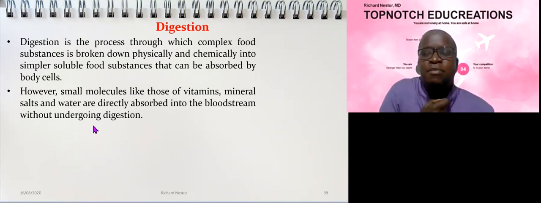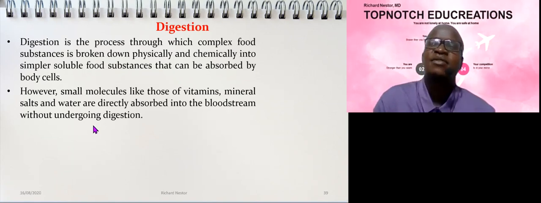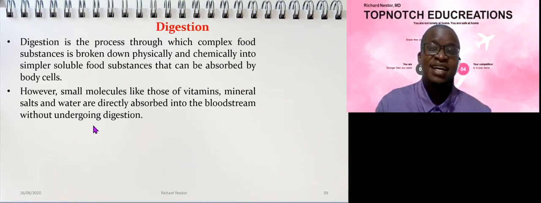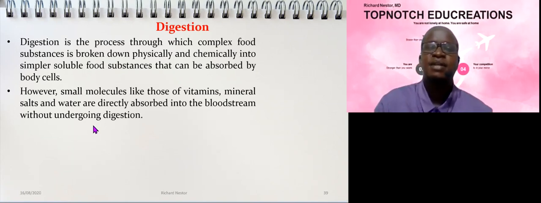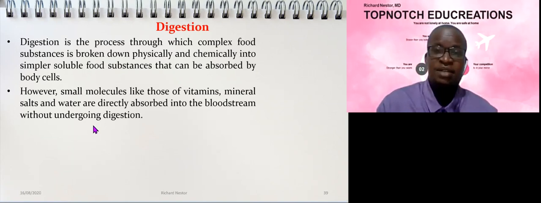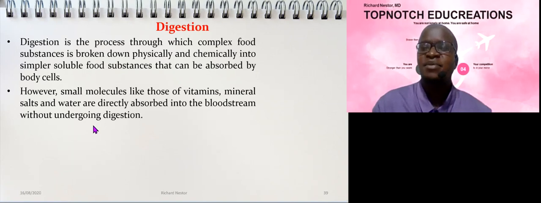But it's also important for us to take note of the fact that not all food molecules are always digested. There are some food molecules which we take in and already they are in the simplest state which the body cells can easily just take in. For example, vitamins, mineral salts, water, and even glucose. These are substances which are already in their simplest forms.